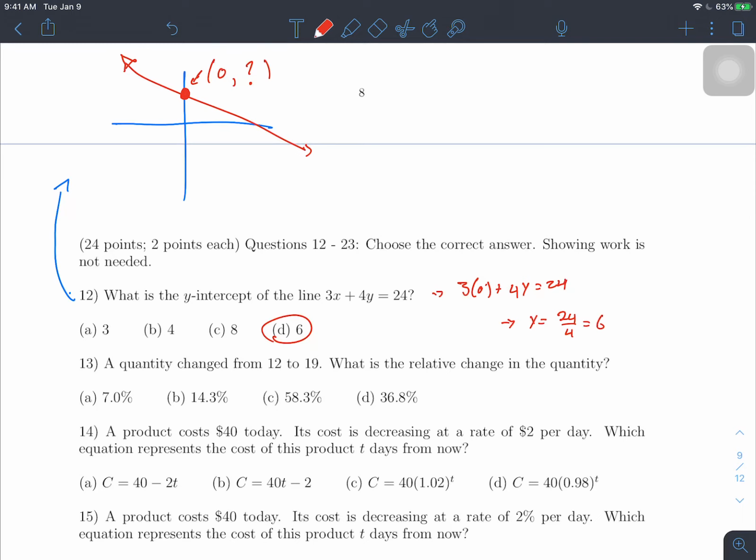I guarantee you that when this test was given, I would expect a lot of students to make a mistake here where they say that y-intercept means the y value should be 0. That's not true. If the y value is 0, then we have a horizontal intercept. If the x value is 0, then we have a vertical intercept.